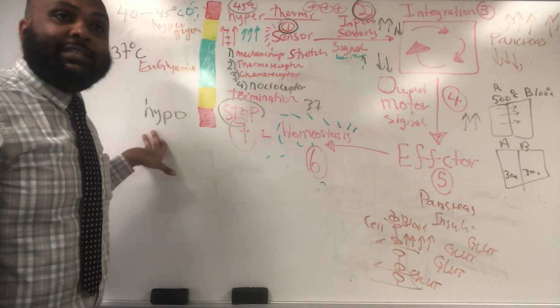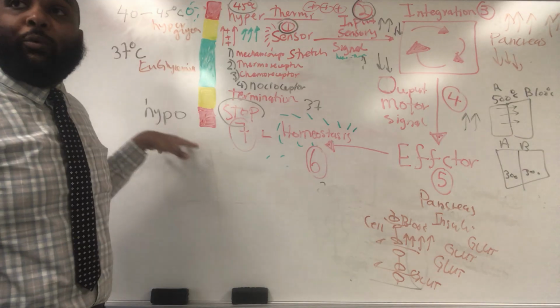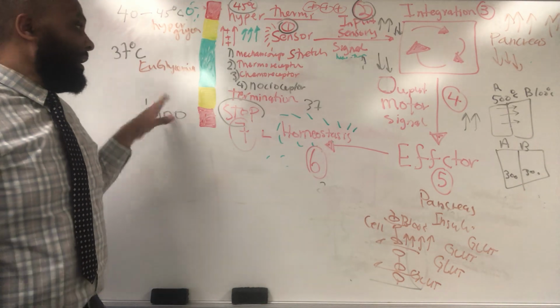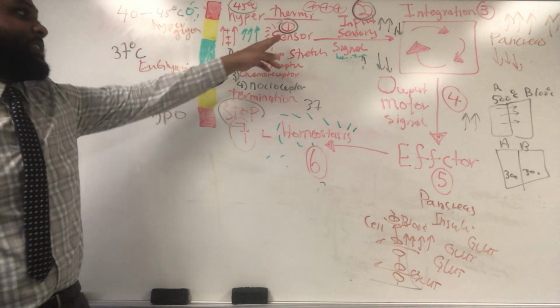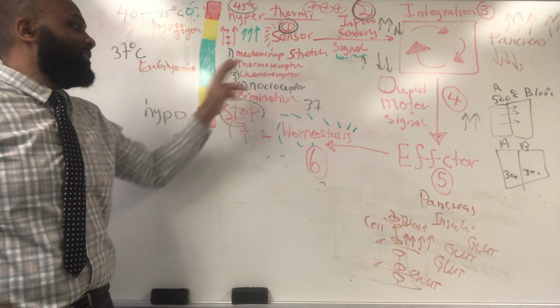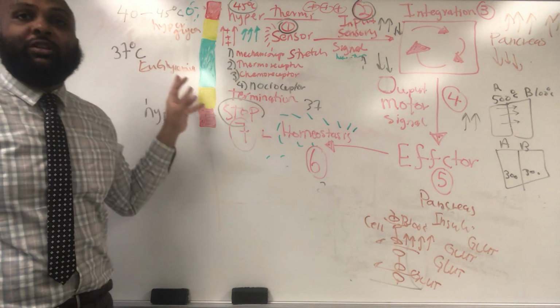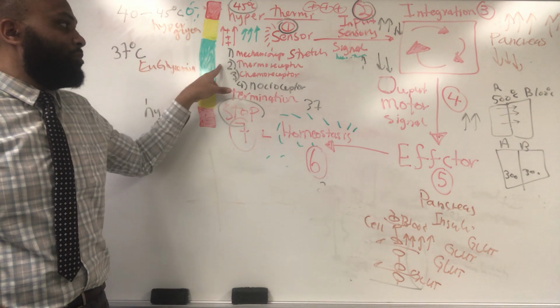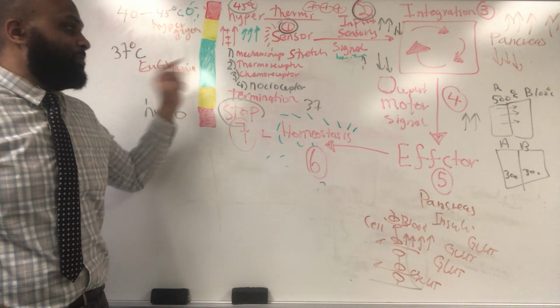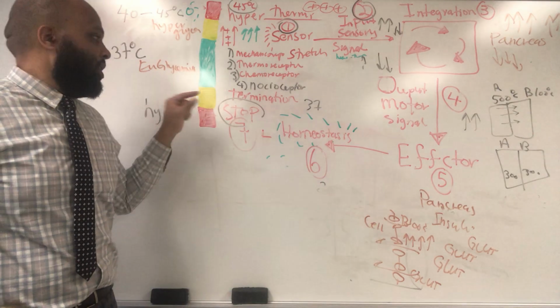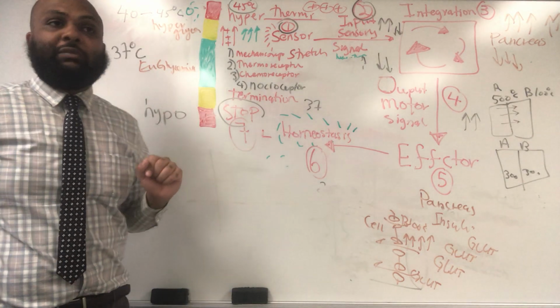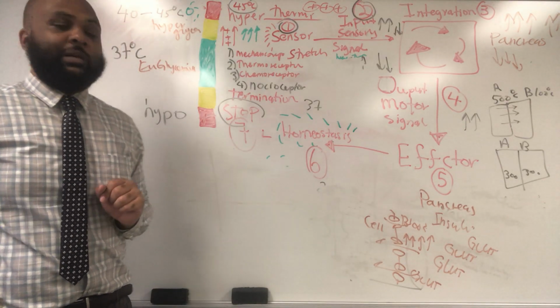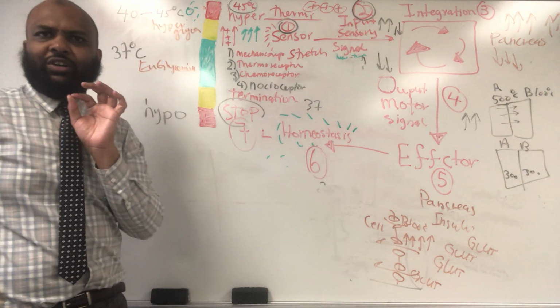Now let's look at what happens in hypoglycemia. What's step number one? Sensor. Who senses that there is a drop in sugar? Is it a mechanoreceptor, a stretch receptor? Is it a thermoreceptor? A chemoreceptor? A nociceptor? What is it? Chemoreceptor. It's going to detect there's a little bit of sugar.